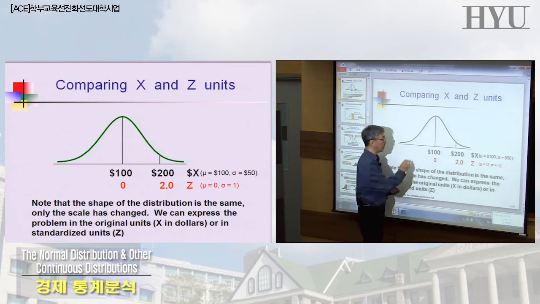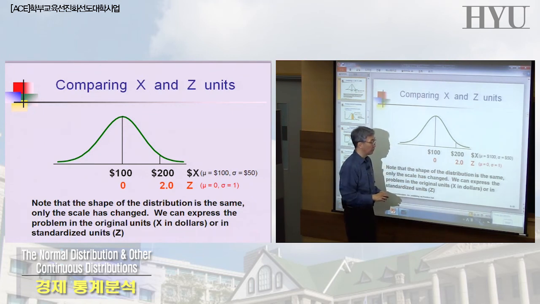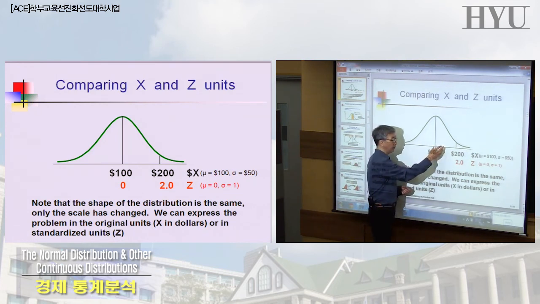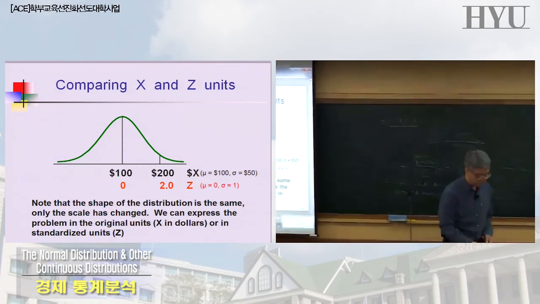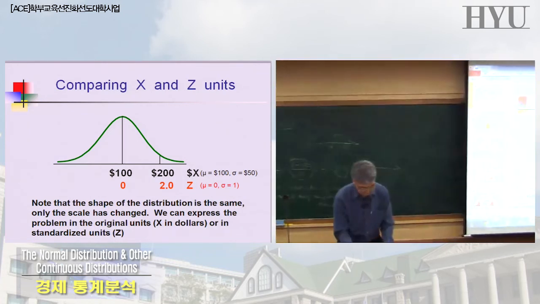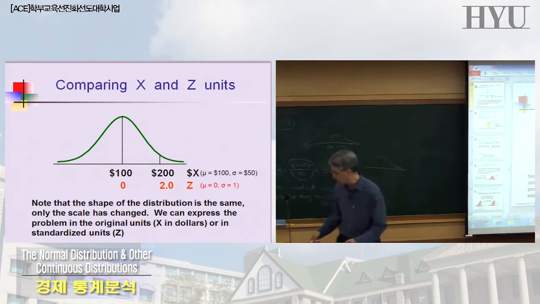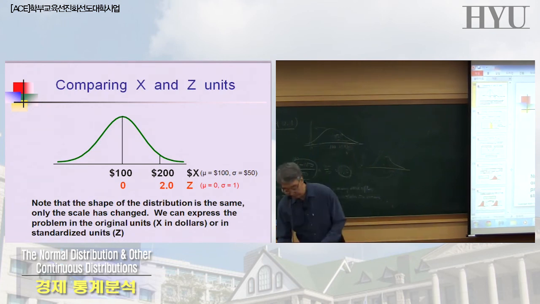So regardless of the mean value or standard deviation of any particular normal distribution, we can find the area or probability by using the z distribution. This is why we bother to convert the normal variable into a z variable, because we know everything about the z distribution.